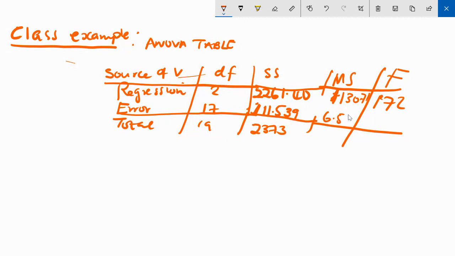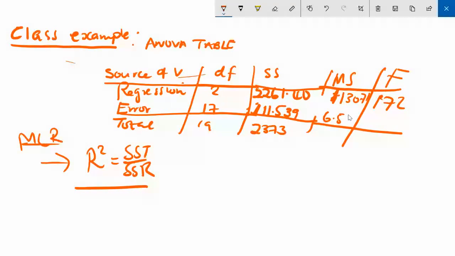When you're busy with simple regression, Mr. Chavala taught you how to find R squared. He said it's SST over SSR. We're going to use the same formula in multiple linear regression. Nothing is going to change. So what is your R squared? Please find the R squared and interpret it.